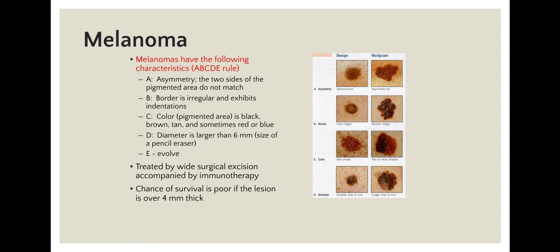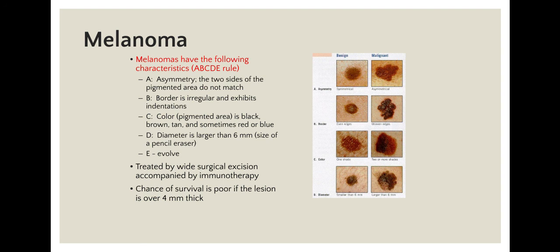A is asymmetry. The two sides of the pigment area don't match up. A lot of these growths are going to be in a circular or oval shape, and they're not really going to be fuzzy with their borders. So if it's really oddly shaped, definitely something to get checked out, because asymmetry is a warning sign.